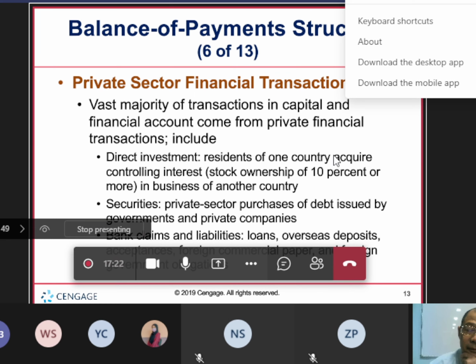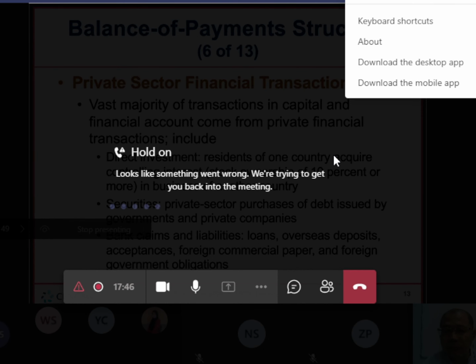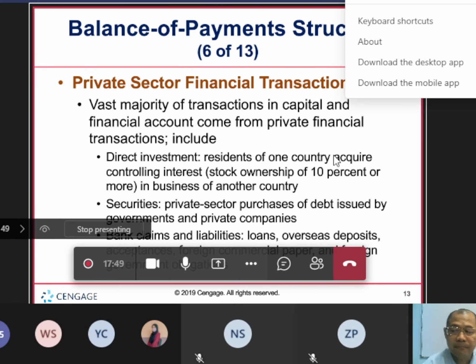Private sector transactions. The vast majority of transactions in the capital and financial account come from private financial transactions, which include direct investment, where residents of one country acquire a controlling interest in a business in another country, or securities. Private sector purchases of debt issued by government or private companies, loans overseas, and I cannot read down there, it's hidden.